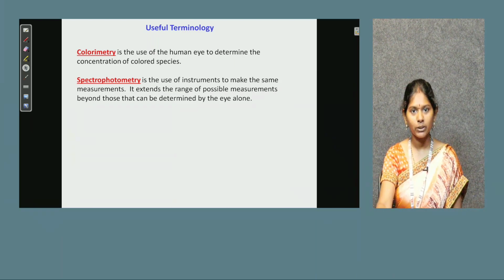Whereas spectrophotometry is the instrument used to measure the concentrations of various substances, solutes, molecules, or proteins present in a solution which could not be seen by the naked eye.